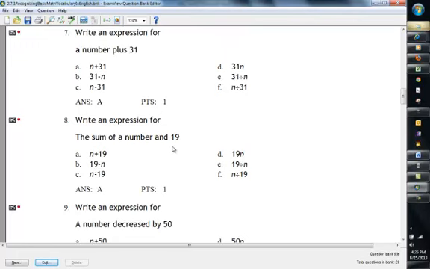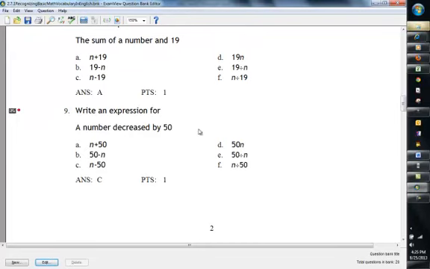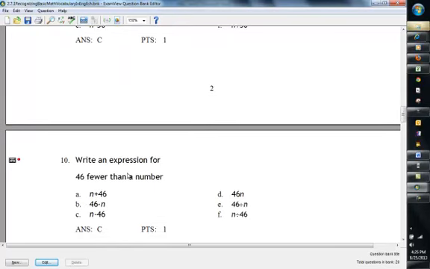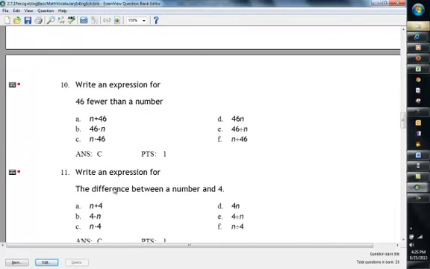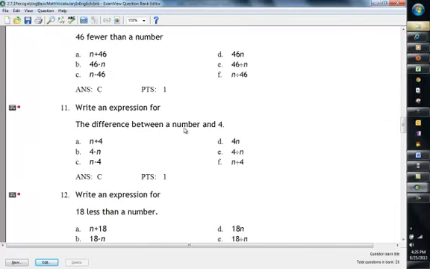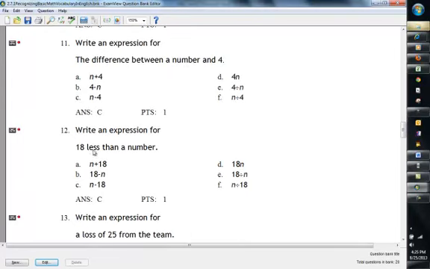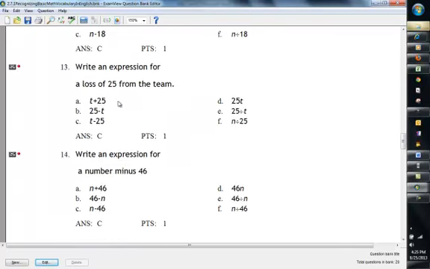The sum of a number and 19, sum means add, so N plus 19. A number decreased by 50, N minus 50. 46 fewer than, you see the word than, so it's going to be number minus 46. Difference means subtract, so N minus 4. 18 less than, you see the word than right here, so we switch the order, N minus 18. A loss of 25 from the team, team minus 25. Loss is minus.